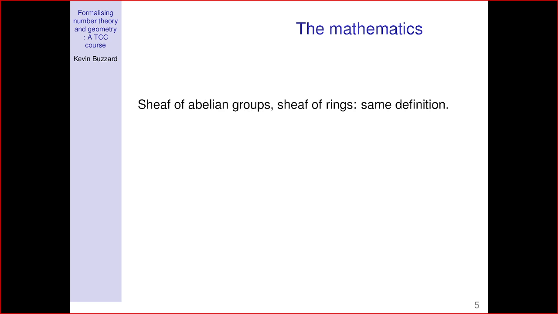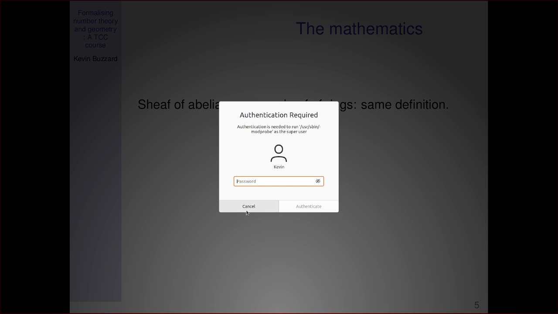So that's what a pre-sheaf of sets is and a sheaf of sets. And then the next question is, what's a pre-sheaf and a sheaf of abelian groups, or a pre-sheaf or a sheaf of rings? It's just the same definition. You just replace all the sets with groups or with rings. That shouldn't have happened.